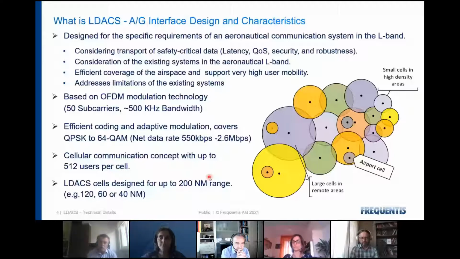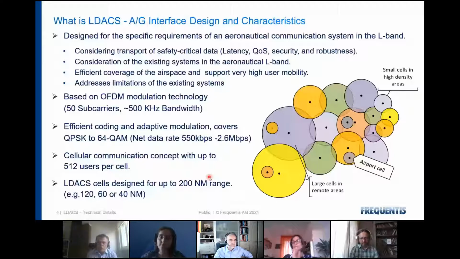The framing structure, which I will present in the next slide, and the layer 2 design of the system considered mainly the performance requirements for transporting safety critical data. It considers latency, quality of service, security, and also robustness. A major requirement is the coexistence with the legacy systems in the aeronautical L-band. And this affected, among others, the spectral mask of the transmitter, the bandwidth, the coding, and the synchronization concepts. The resulting robust system is the main reason for the low data rate per bandwidth, or bits per hertz, relatively low, I would say, if you compare it with mobile systems.